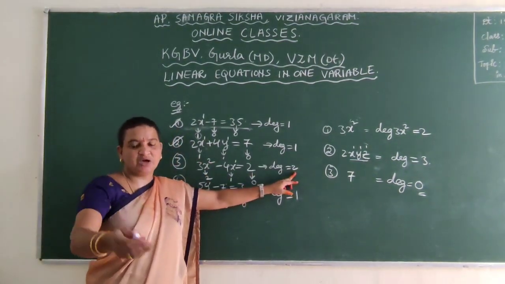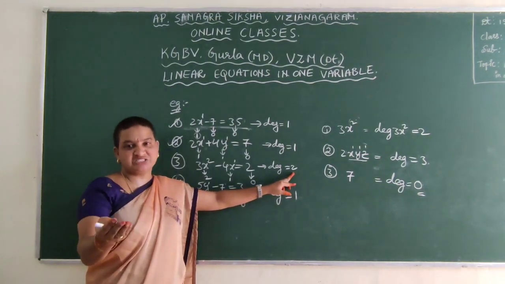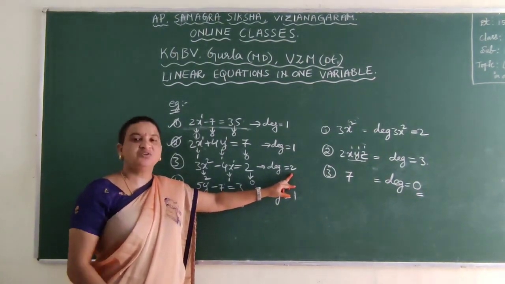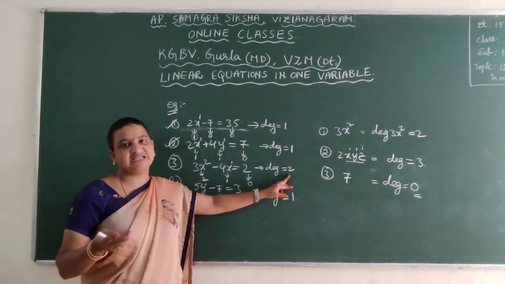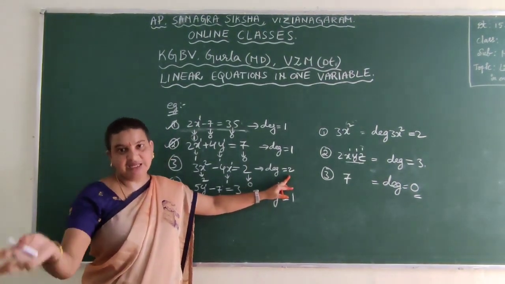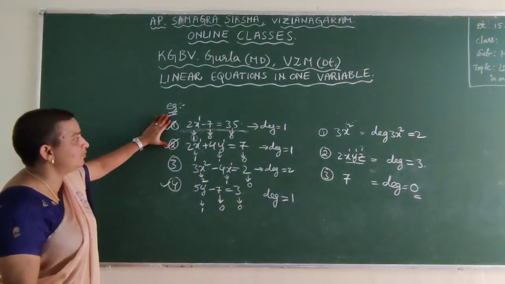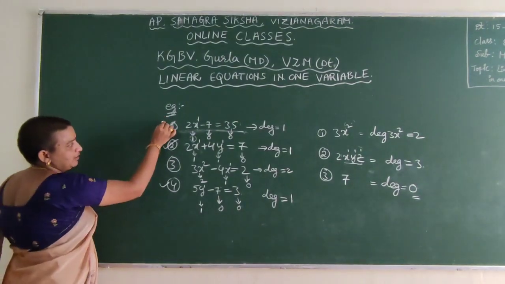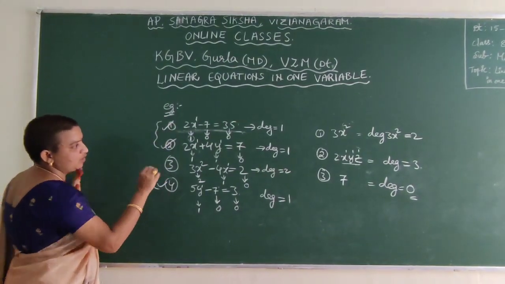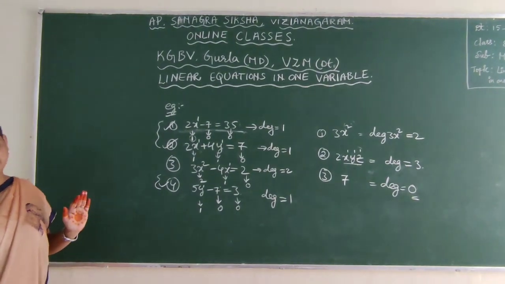In the next classes we will learn that if the degree of an equation is 2 then it is called quadratic, and if the degree of an equation is 3 then it is cubic. You will learn that in the next classes. So I think you understand that the degree of a linear equation is 1.